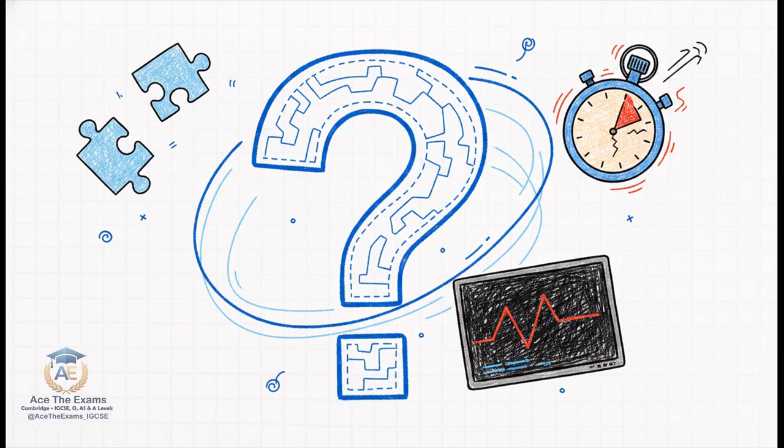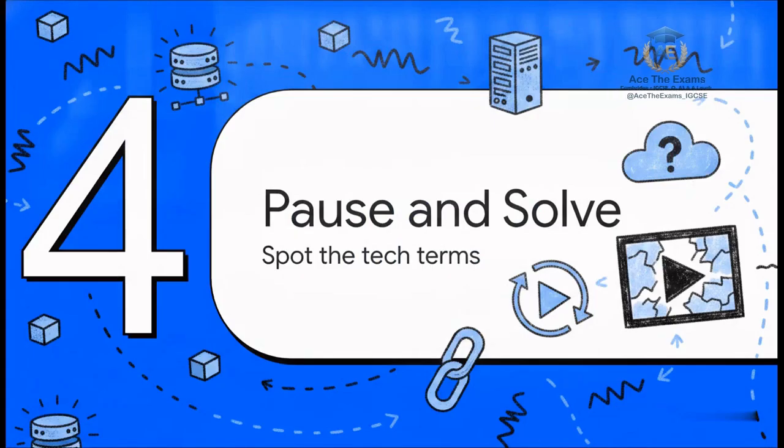What actually happens when packets get lost or when reassembly into the correct sequence causes a time delay? Well, this is where we close the loop. This underlying technical chaos, the lost packets, the delays in reassembly, this is the actual scientific reason behind our glitchy video call. Section 4. Pause and solve.